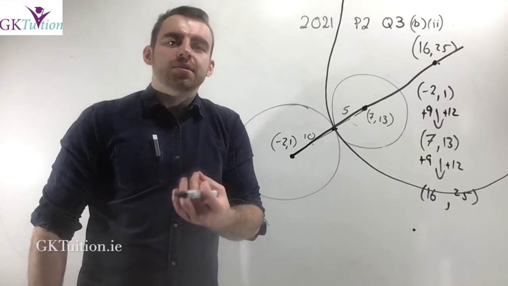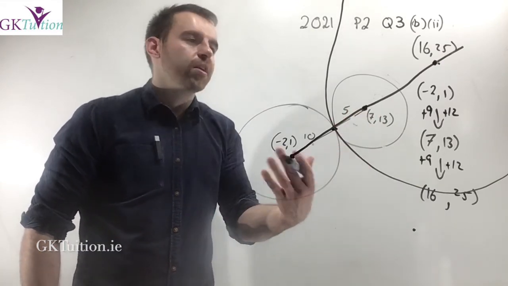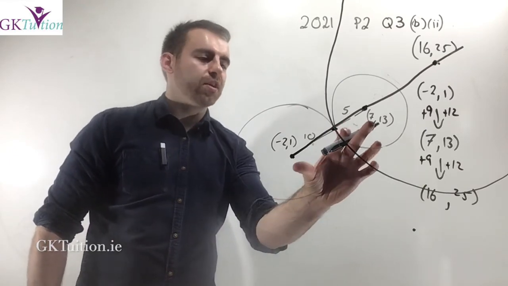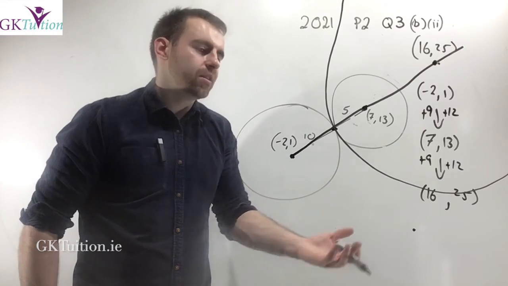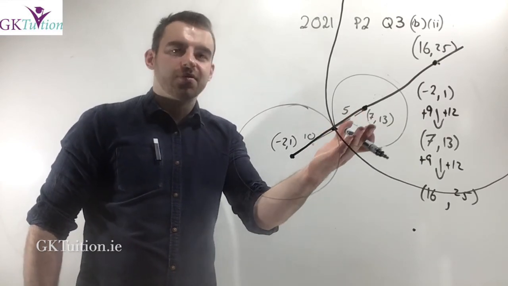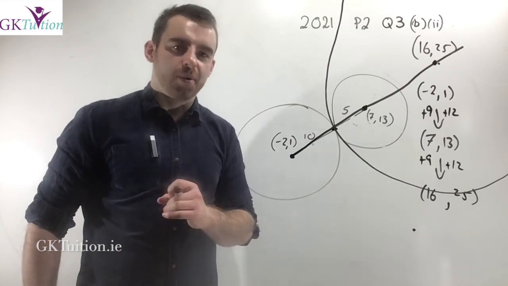The way I imagine most students would have done it is to find the equation of the line and then find points on the line. If you get the equation of this line, you can just sub in x equals 8 or x equals 10, or different values for x, and get the corresponding values for y. There's an infinite amount of possible answers here.